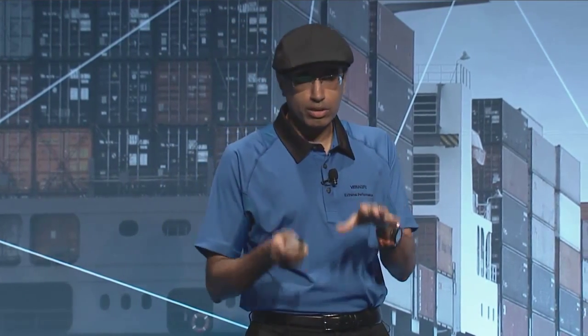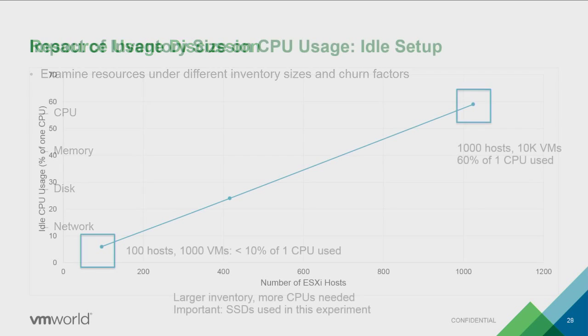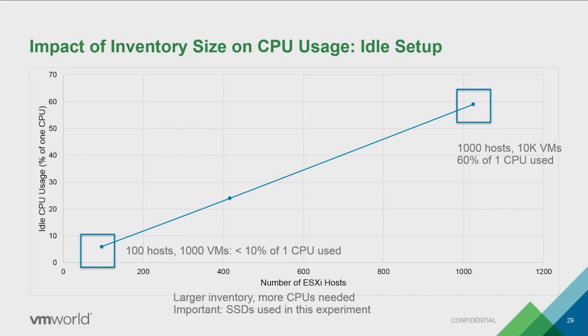So let's take a look at these, and let's take a look at these in the context of the different resources we have available to us: CPU, memory, disk, and network. Okay, so we're going to examine these under different sizes of inventory and with different churn factors. So the first thing I want to do is show you the impact of your inventory size on CPU usage.